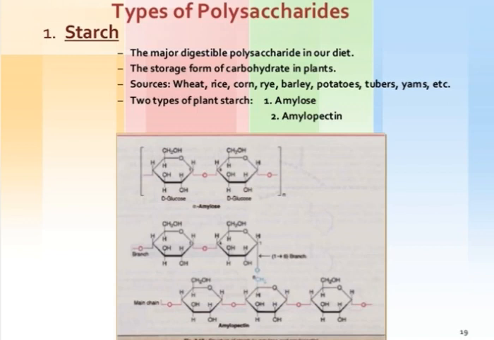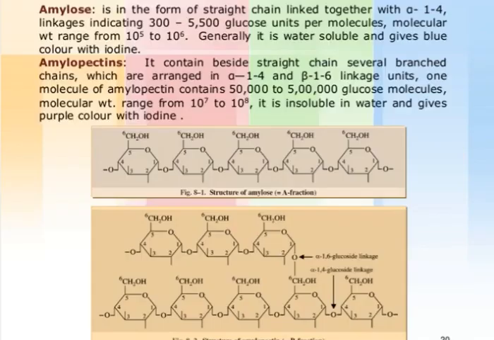Amylose is a long unbranched straight chain polysaccharide, while amylopectin is a branched chain polysaccharide. Amylose makes up 15 to 20% of the starch molecule, and amylopectin 80 to 85%. Amylose produces a blue-black color with iodine. Amylopectin produces a purple color with iodine.